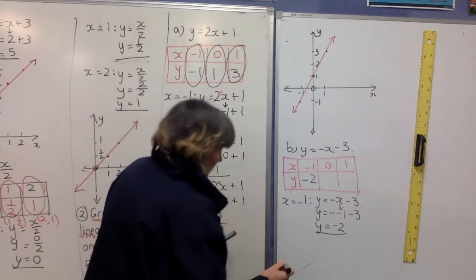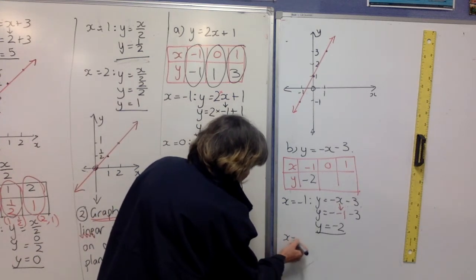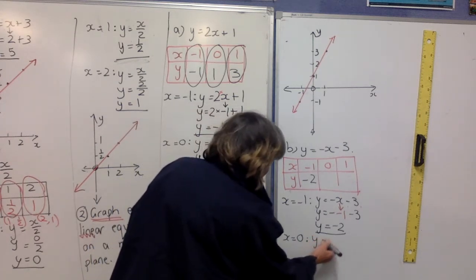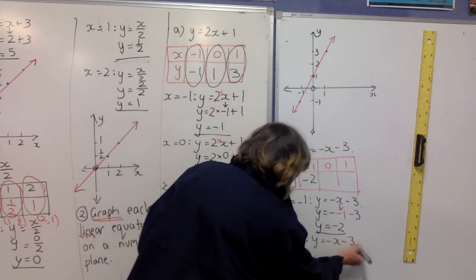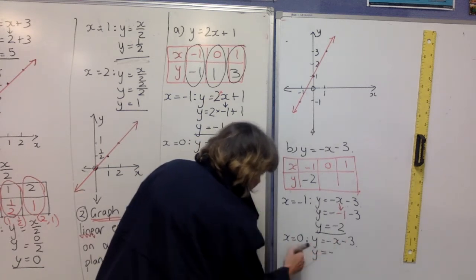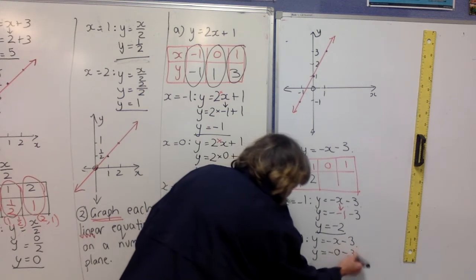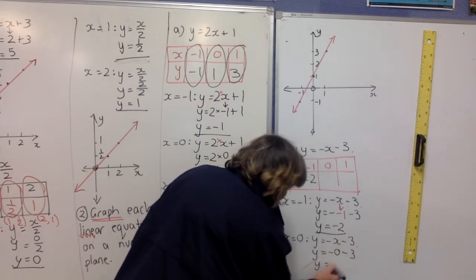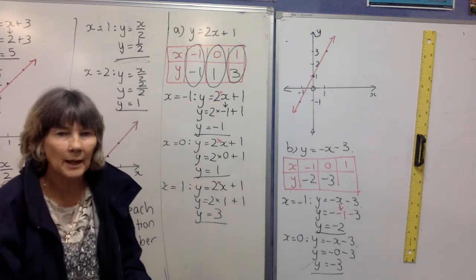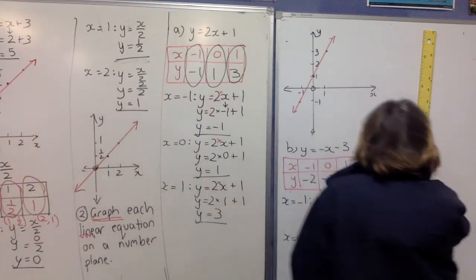All right, the next one, x equals 0. Okay, our rule, y equals -x minus 3. All right, subbing in, y equals minus, x is 0 this time. Put that in your calculator, and you'll get -3. And we put it up there. All right, one more.